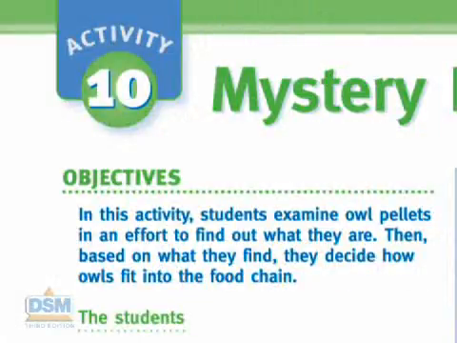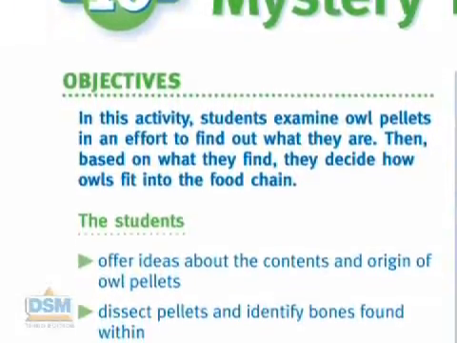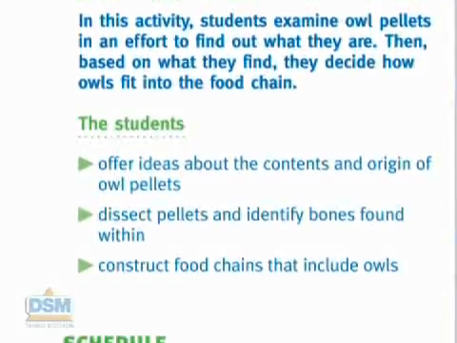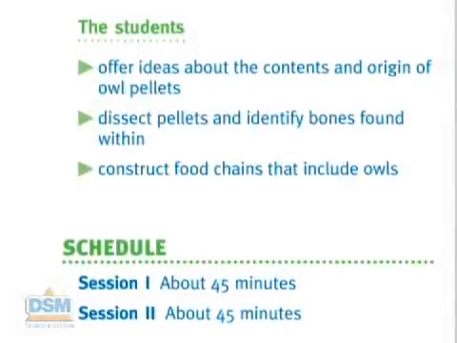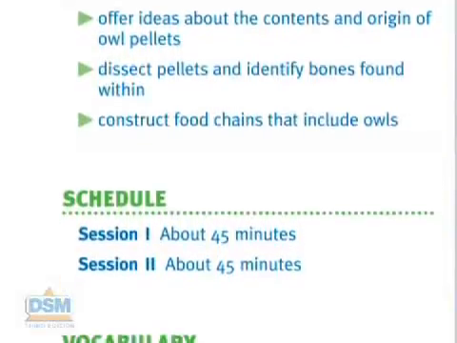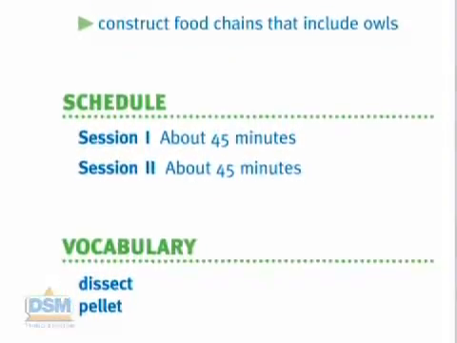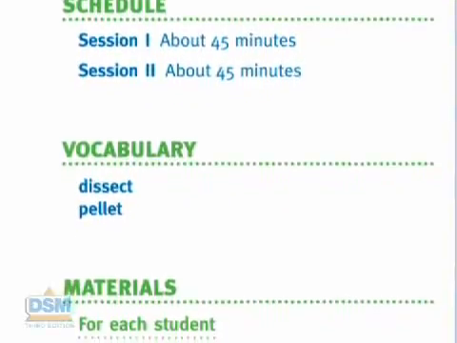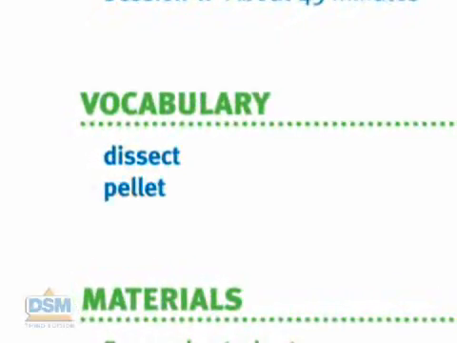In Activity 10, students dissect owl pellets and offer ideas about what they are and their contents. Students identify bones found within and construct food chains that include owls. This activity will take 2 sessions with about 45 minutes each. In Session 1, the students will dissect the pellets, and in Session 2, we'll try to identify the bones and create more complex food chains. The vocabulary introduced in this activity is dissect and pellet.